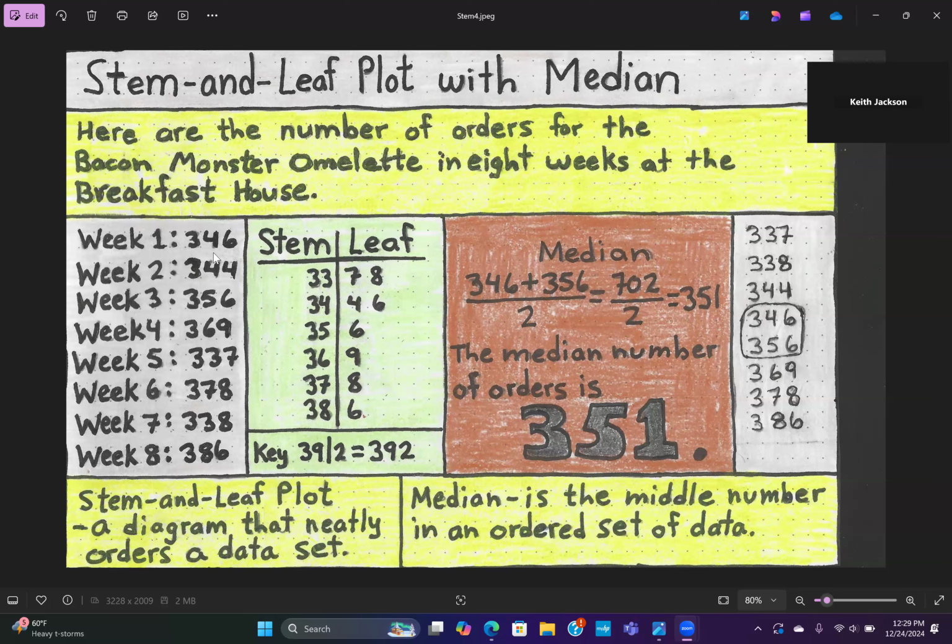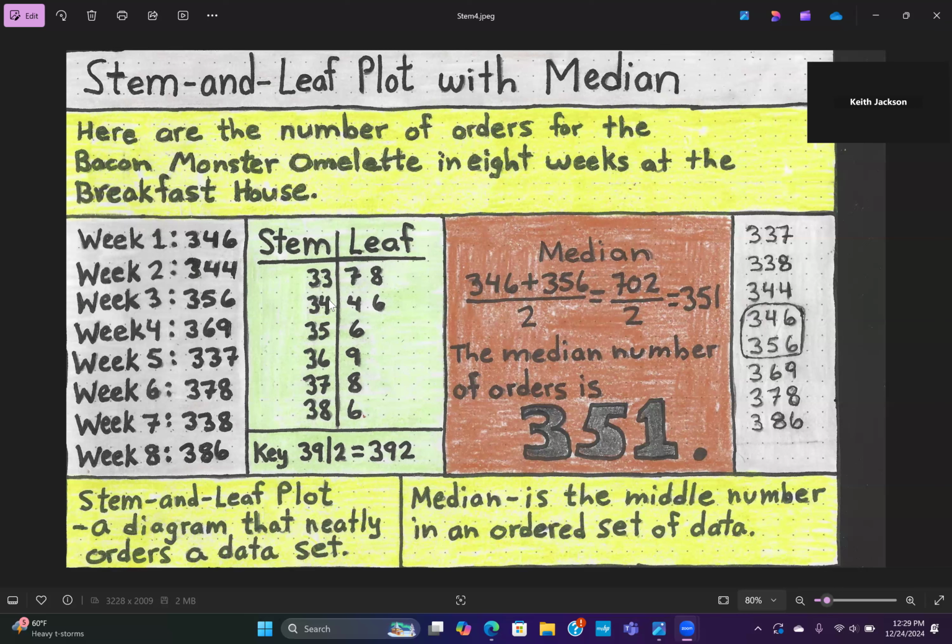And so in week one, 346 omelets were sold. Week two, 344. Week three, 356. Week four, 369. Week five, 337. Week six, 378. Week seven, 338. And week eight, 386. We're going to put that data in the stem and leaf plot, knowing that when we look at the key, 39|2 really stands for 392.